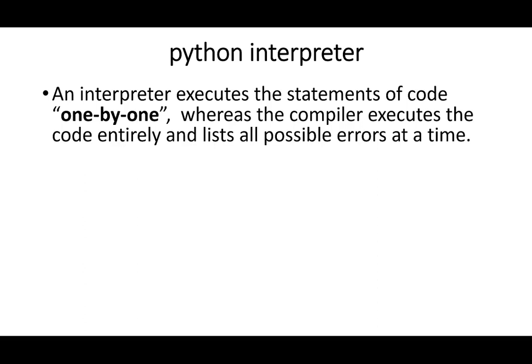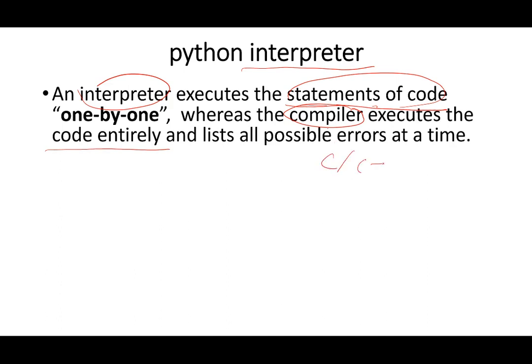What is a Python interpreter? Python interpreter is a tool or program that executes the Python code statements one by one. Interpreter is different from compiler. Compiler is another tool that is used to execute the code entirely.